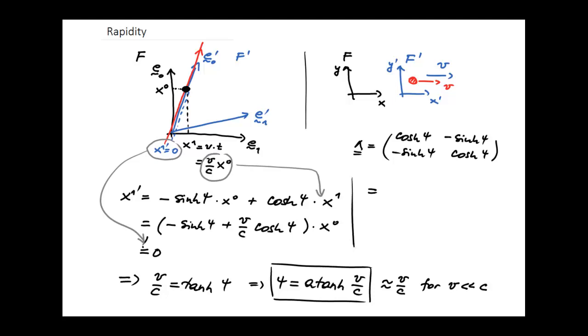Then you find that the entries of the Lorentz transformation now read: the hyperbolic cosine, that's 1 over the square root of 1 minus v over c squared; minus the hyperbolic sine, this is minus v over c divided by the same square root; and here the same v over c divided by the square root; and finally 1 over the square root.